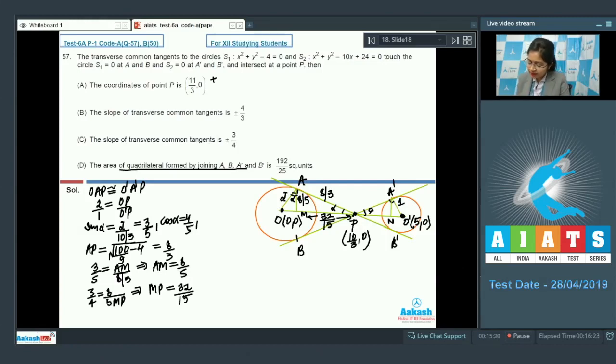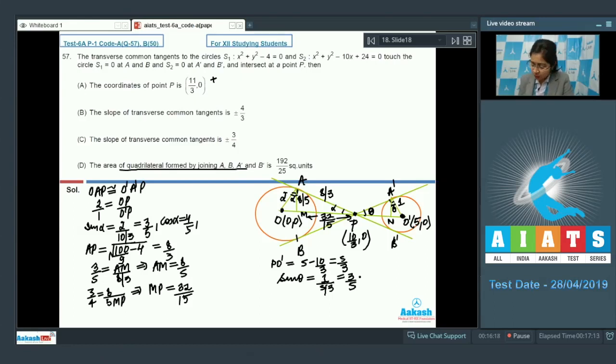Similarly, we will find the value of PN and A'N. So let us say this angle is theta. So this angle will also be theta. Now we have this is 1 and value of PO' will be equal to 5 minus 10 by 3, that is 5 by 3. This is the value of PO'. So in triangle PA'O', value of sine theta will be equal to 1 upon PO', that is 5 by 3. So this is equal to 3 by 5. So from here we can say that cos theta will be 4 by 5 and tan theta will be 3 by 4.